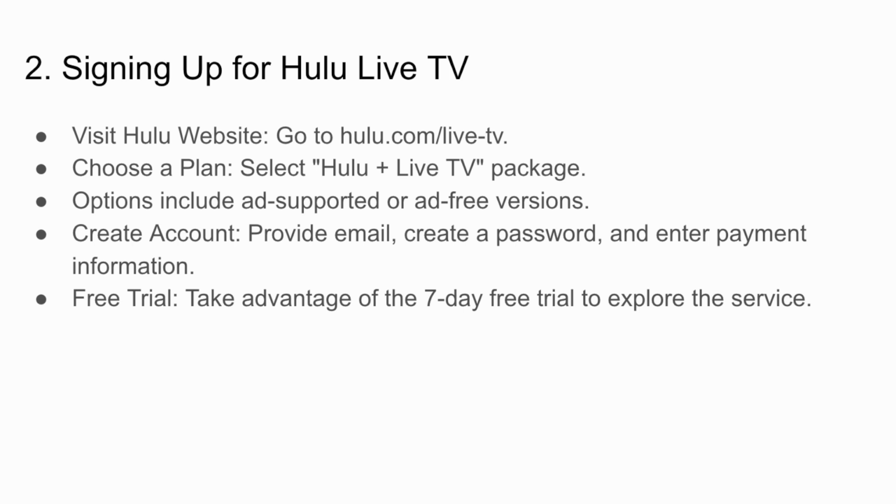How to sign up for Hulu Live TV? Visit the Hulu website. Go to hulu.com/live-tv. Choose a plan. Select Hulu Plus Live TV package. Options include ad-supported or ad-free versions.